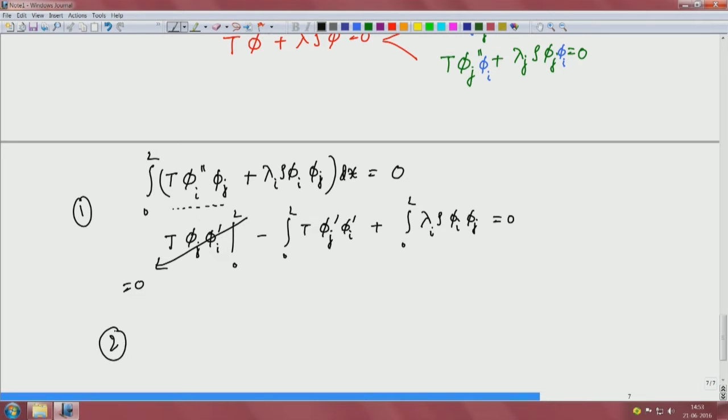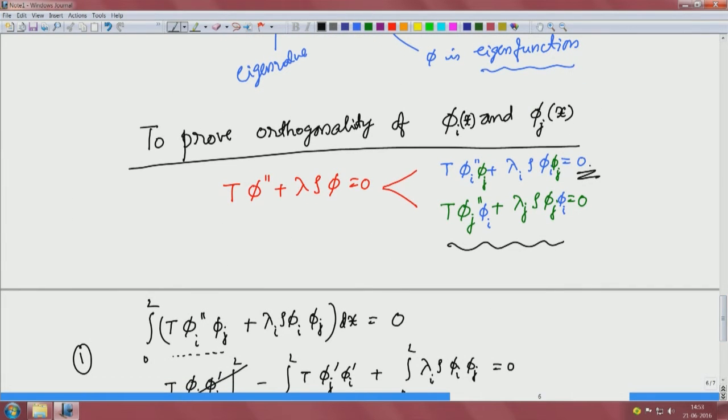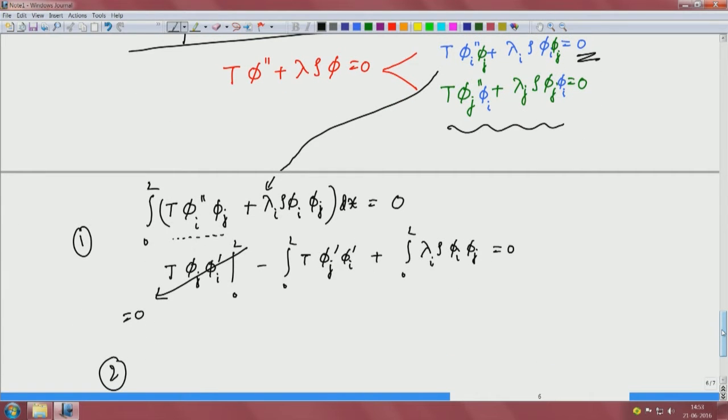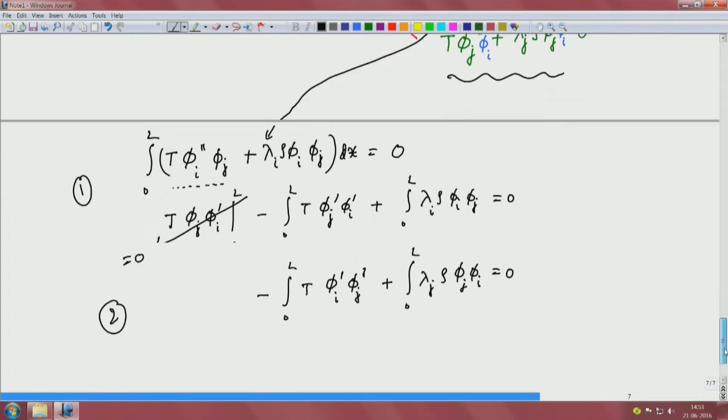Similarly, the second equation, when I integrate, I have this. Now, for the second one, since i and j are reversed, I can just write it. So, I write minus the integral from 0 to L of T, wherever j is I write i, phi i prime phi j prime. Actually this did not matter because it is the same thing, plus the integral from 0 to L of lambda j rho phi j phi i, and that did not matter either.